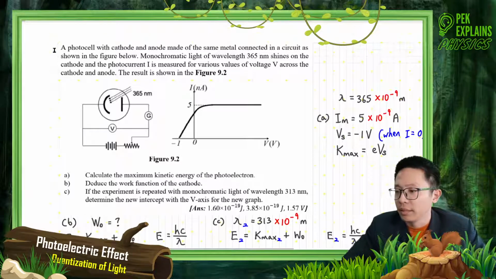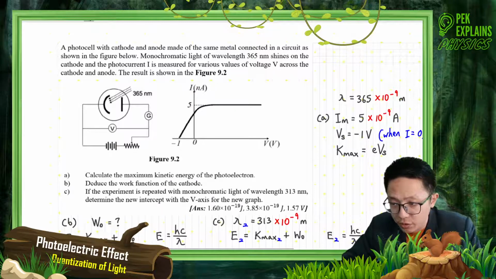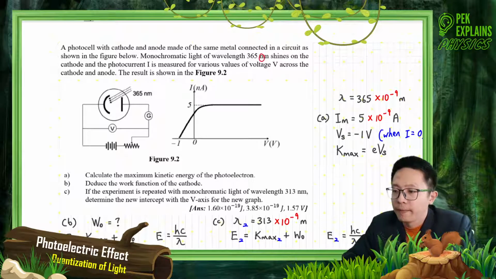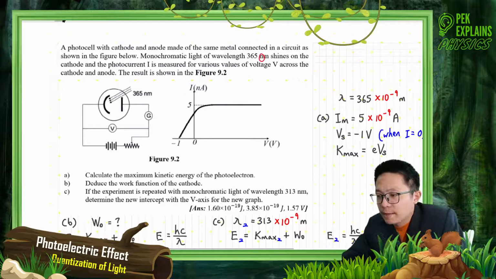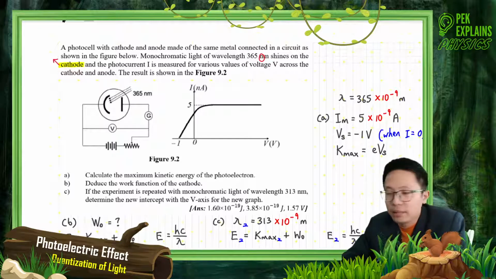Alright, look at this question. A photocell with cathode and anode made of the same metal is connected in a circuit as shown in the figure below. Monochromatic light of wavelength 365 nanometer. Again, look at the unit, nanometer. It shines on the cathode. Remember, the cathode is the metal surface.